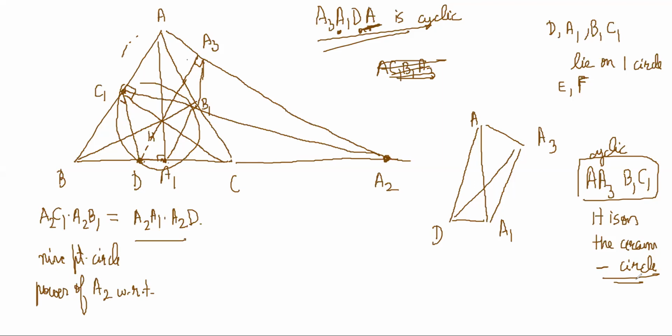If I can prove that, then D, H, A3 will be a straight line, because HA3 should be a straight line then. HA3 should be perpendicular to AA2. If we show that, then we are done.